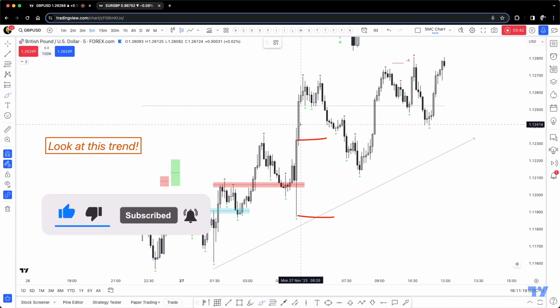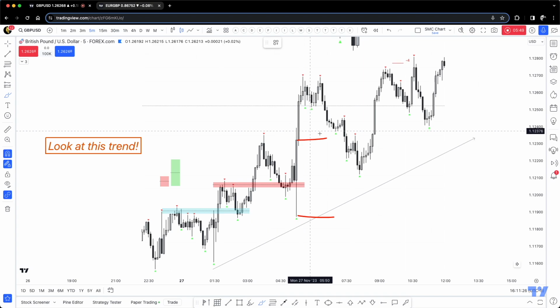Try to avoid news. I don't like trading when there are news. Okay, that's part of my rule as well. When there are news, I try just to avoid it. Okay. So from there, what do we have?